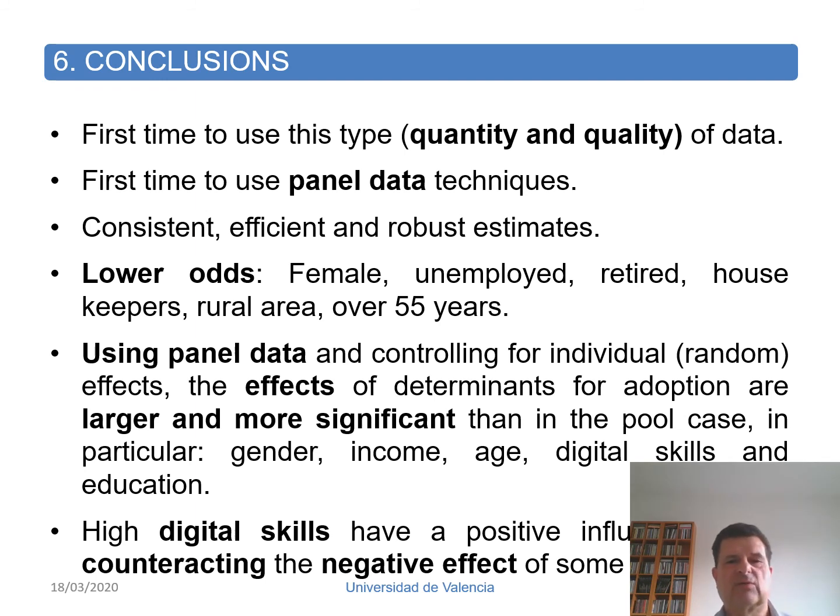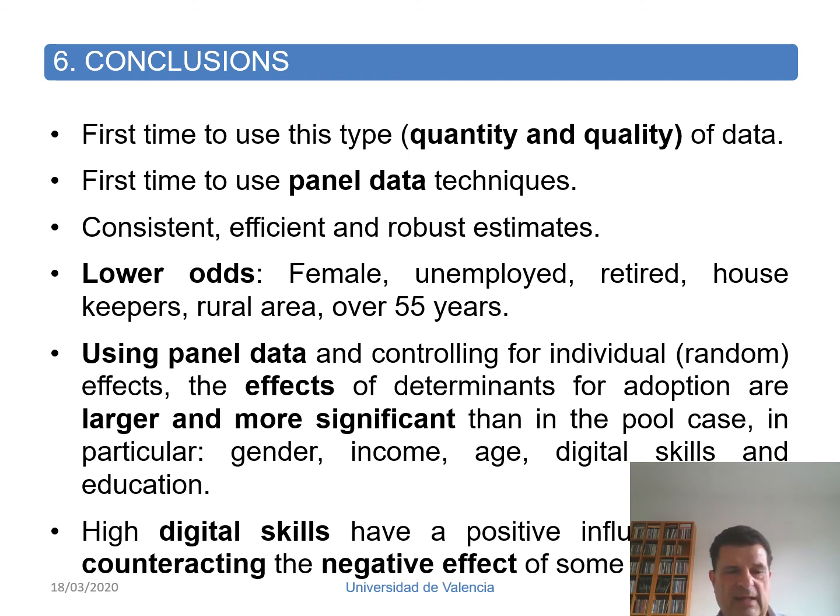So now let's jump to the conclusions of this paper that I'm talking about today. This is the first time this type of data has been used in Spain, especially panel data. It is the first time panel data techniques have been used, and from there we can find consistent, efficient, and robust estimates. We have seen that not all variables have the same type of effect. Some of them have negative effects: female, unemployed, retired, housekeeper, rural areas, and over 55 years.